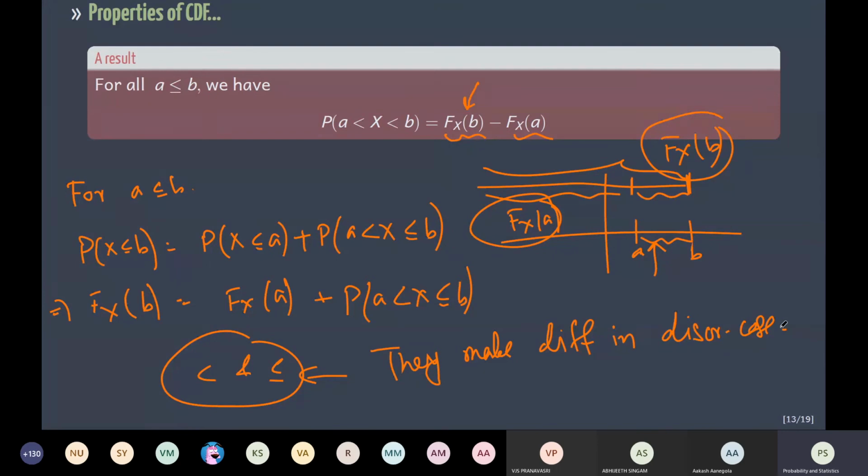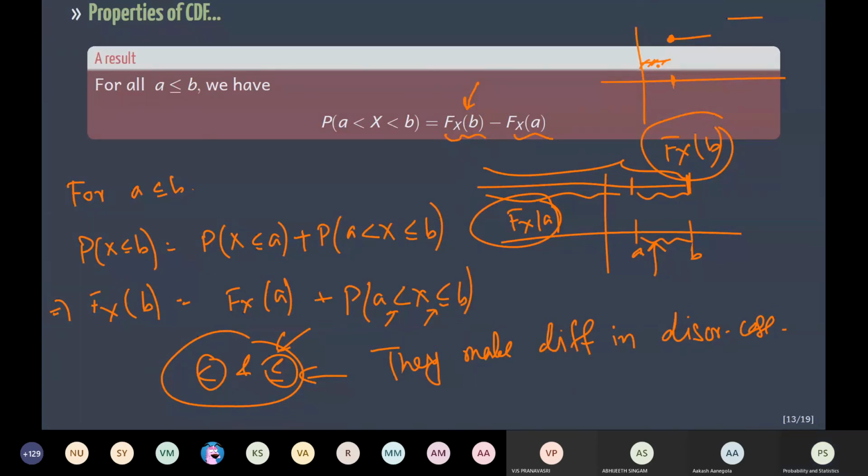They make a difference in the discrete case, right? Because in the discrete case, it's a staircase form. So these are like this. If I include this point, then it takes this value as well. And if I have less than, then it will only add up to here. So we have to keep a note on when it is less than and when it is less than or equal to, especially in the discrete case.